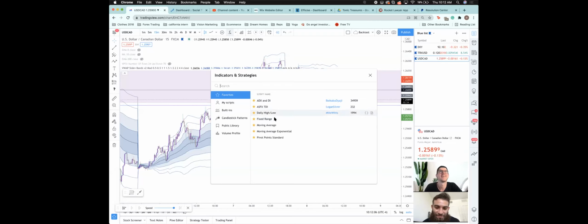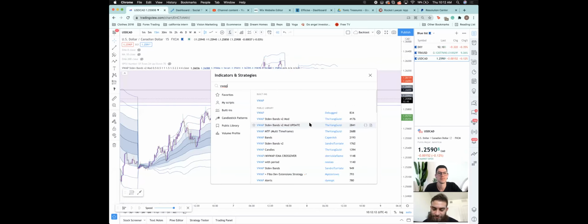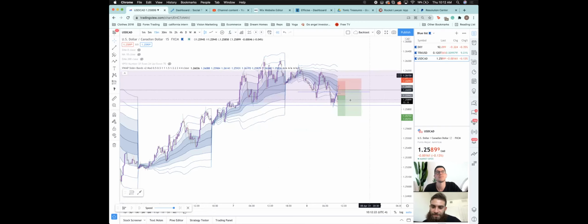All right, so we've got the fixed range, and then which I didn't favorite the other one. Which VWAP is it? Yeah, that one, this deviated bands update. It's all about them bands, guys.